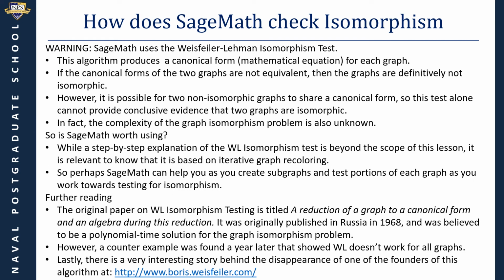Now that I've explained how great SageMath can be, I must give a warning. SageMath uses the Weisfeiler-Lehman isomorphism test. This algorithm produces a canonical form, which is just a mathematical equation, for each graph. If the canonical forms of the two graphs are not equivalent, then the graphs are definitely not isomorphic. However, it is possible for two non-isomorphic graphs to share a canonical form. So this test alone cannot provide conclusive evidence that two graphs are isomorphic. In fact, the complexity of the graph isomorphism problem is also unknown.